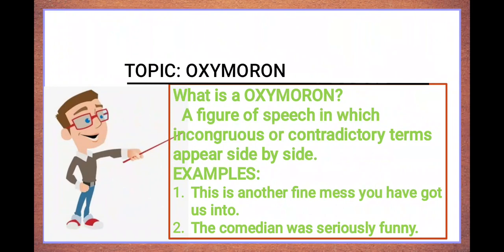Oxymoron. What is an oxymoron? A figure of speech in which incongruous or contradictory terms appear side by side. Examples: This is another fine mess you've got us into. The comedian was seriously funny.